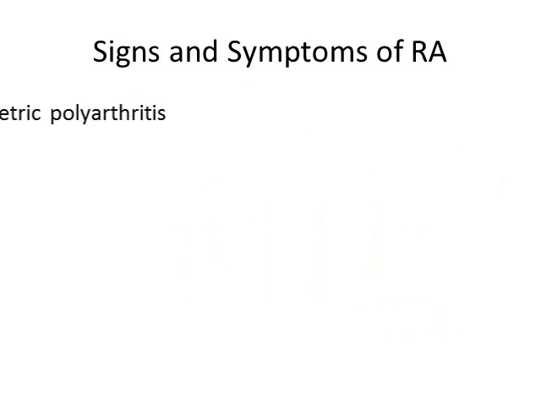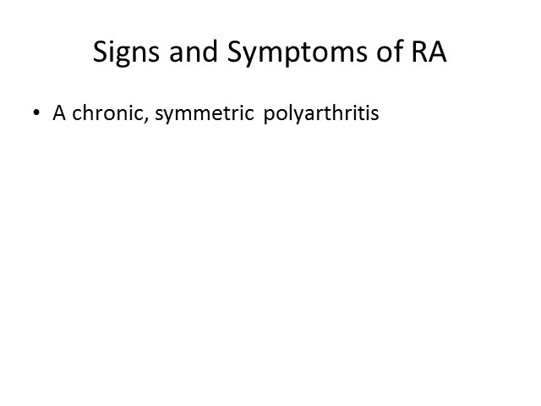Symptoms and signs of RA. It is a chronic symmetric polyarthritis, meaning it's going to be symmetrical. If it involves one elbow, it'll involve the other elbow, right and left. Both hands, right and left. The symptoms do tend to be very variable, again, exacerbations and remissions, but it is chronic.